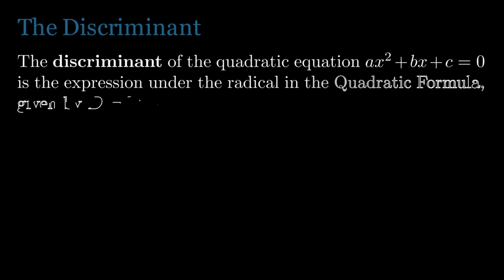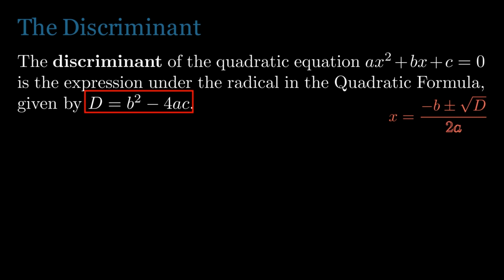Hello, we are in Chapter 6, Section 6.3, the solutions to quadratic equations. In this video, we're going to go over the discriminant, which is the expression under the radical in the quadratic formula, b squared minus 4ac. We will label it as D. Here is the quadratic formula to remind you, now with D under the square root.